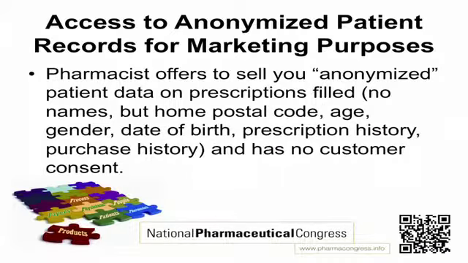So next question. So a pharmacist comes to you and says, look, we're in the era where rebates are now banned. I've got a whole bunch of data that I can sell you about patients, but I'm going to anonymize it. So I'm not going to disclose personal health information to you, but I'm going to sell you a bunch of really valuable data. You're not going to get the names, but you're going to get postal code, age, gender, date of birth, history, etc. Customers aren't consenting. So can you do this?